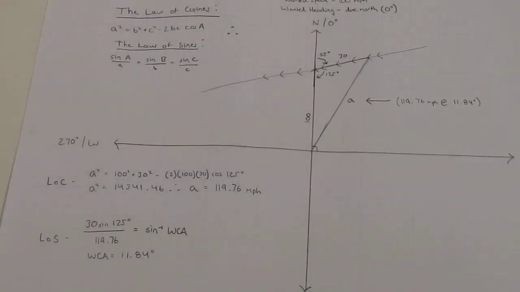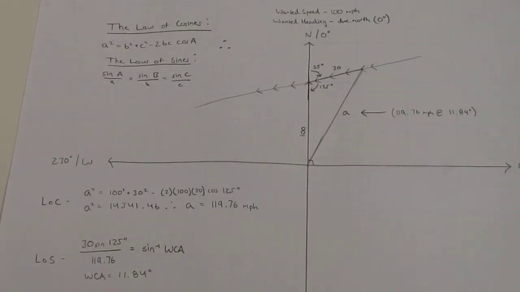We can use the law of cosines to find the magnitude of our true heading. The formula for the law of cosines is a squared equals b squared plus c squared minus 2bc cosine A, with b being our wind velocity and a being our wanted velocity. The angle A is the angle opposite our shifted course. In this case, our formula is 100 squared plus 30 squared minus 2 times 100 times 30 times the cosine of 125 degrees. When we work this out, we get a true velocity of 119.76 miles per hour.